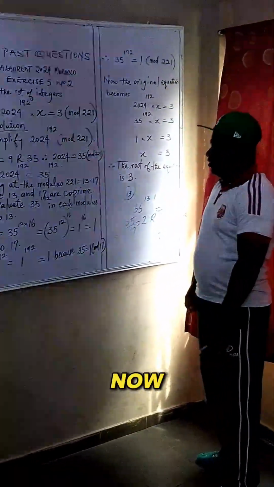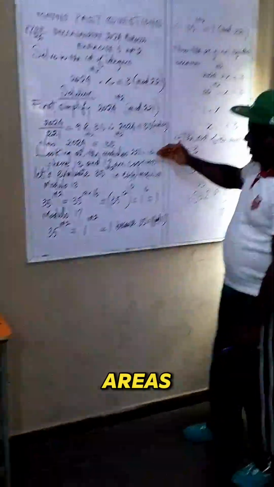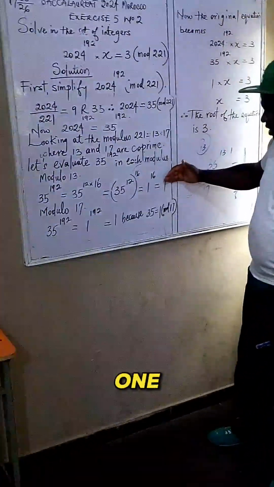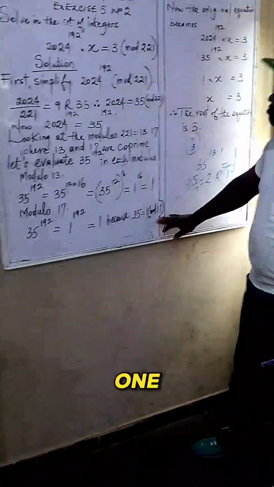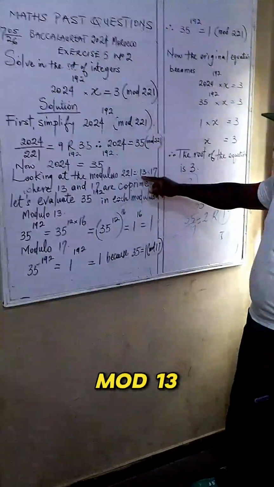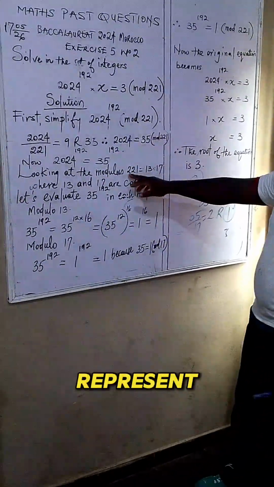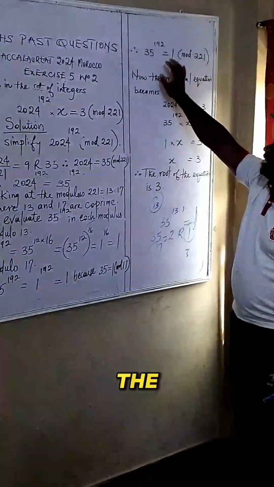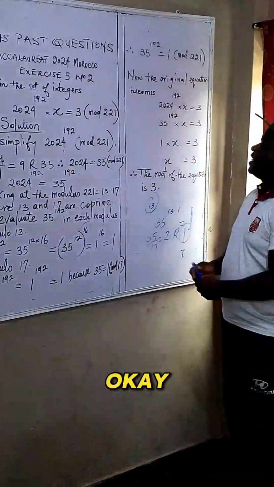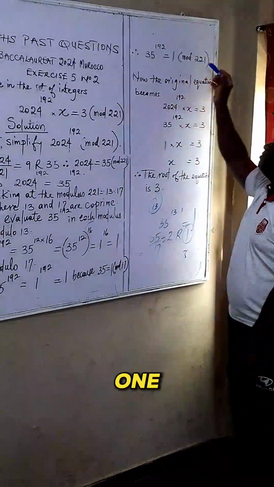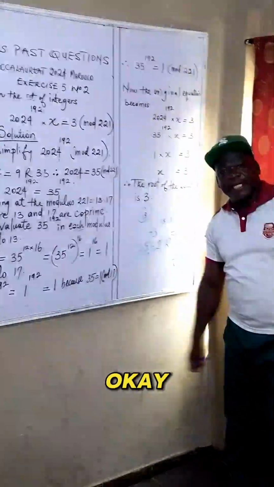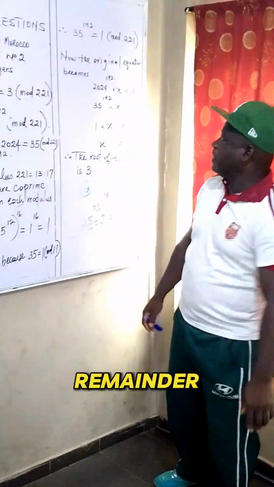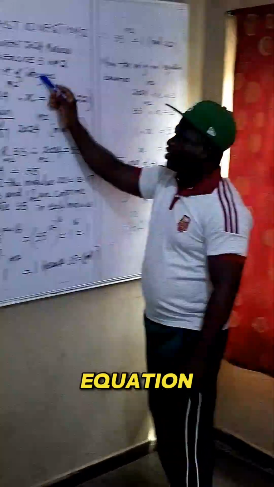Now if you check the two areas, in modulo 13 we are getting 1. In modulo 17, we are getting 1. Now, in modulo 13 times 17, which represents 221, the answer is the same. 35 to power 192 is congruent to 1 modulo 221, according to the Chinese remainder theorem. Now, we can solve this equation easily.